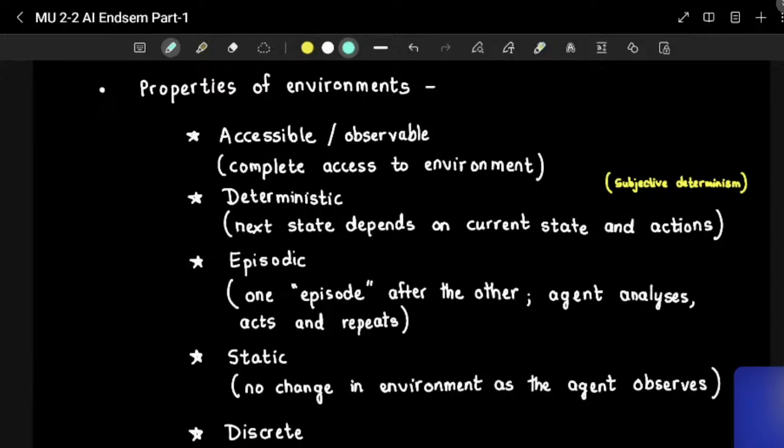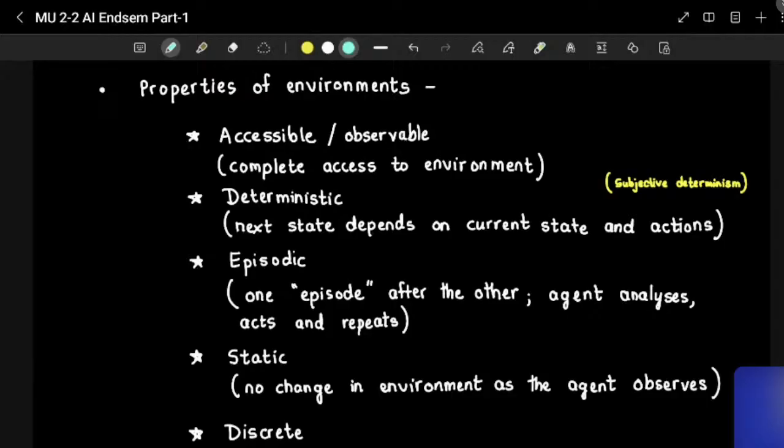Deterministic. Next state depends on current state and actions. So basically, if you do something now, then your actions will determine what the next state is going to be. For example, if I hold an apple and leave it mid-air, it's going to fall down. You could determine that yes, after some time it's just going to hit the ground and then remain on the ground. So that's deterministic.